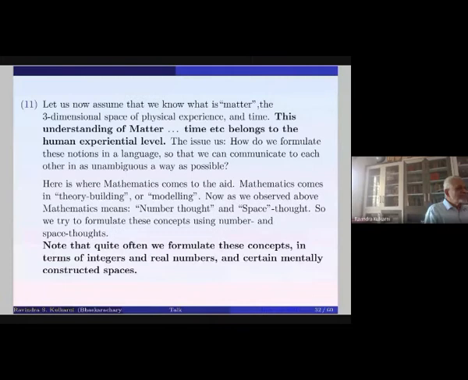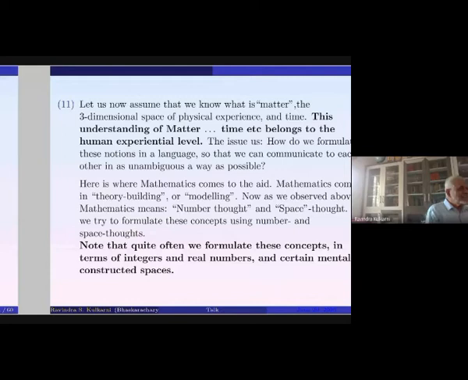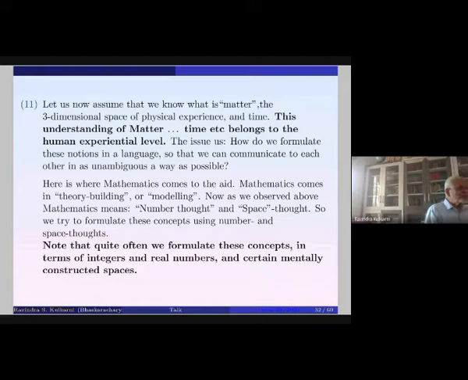So let's now assume that we know what is matter. The issue is, how do we formulate these notions, this three-dimensional space or time, mathematically? That is where mathematics comes to the aid. Mathematics comes in theory building or modeling. Theory building is mathematical modeling.